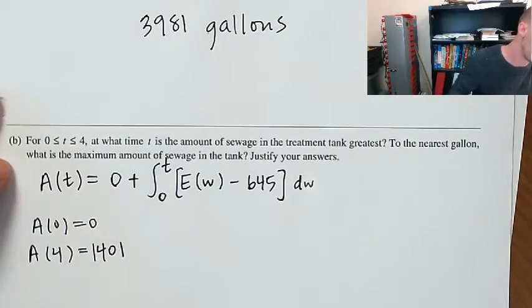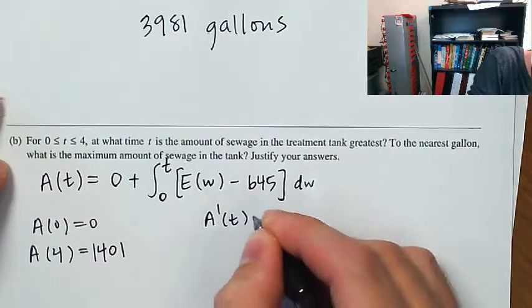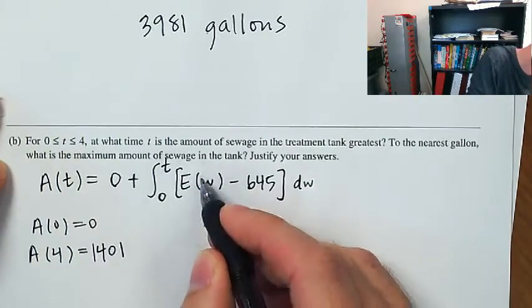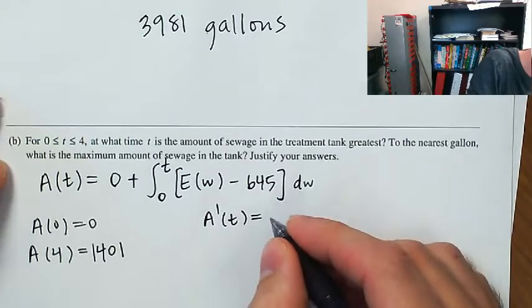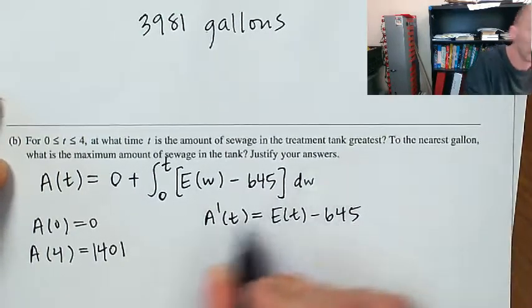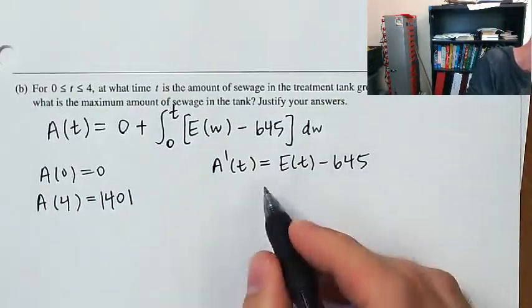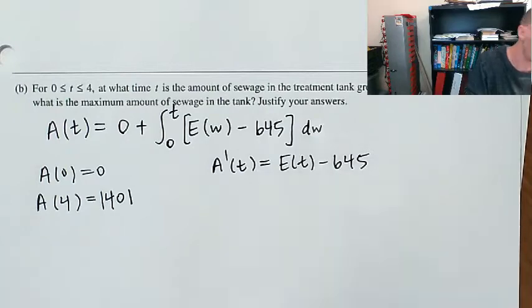Okay, but then we also need to know when are the times when A prime is equal to 0. So first we're going to take A prime, and that's where we'll throw t in for the dummy variable wherever we see it in the integrand. So that's just going to be E of t minus 645. Also, you could say that the net rate of change is rate in minus rate out, right? However you see it. Okay, I need to know where this is equal to 0.